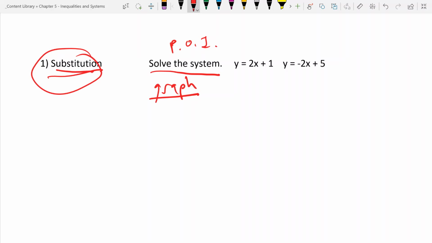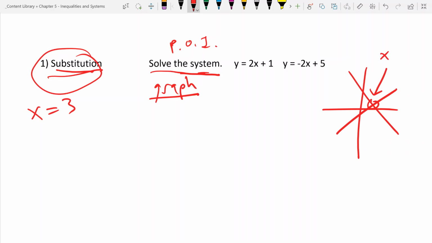Substitution, you've already learned. Substitution is when you take a number and you put it in. So if I said x equals 3, you could sub it in for x, and you would replace the x with a 3. We're going to do that same idea once we understand what a system is. In our system, we're going to have two lines, and they're going to intersect at a point. What I know is that at that point, the x and y values are the same for both equations.